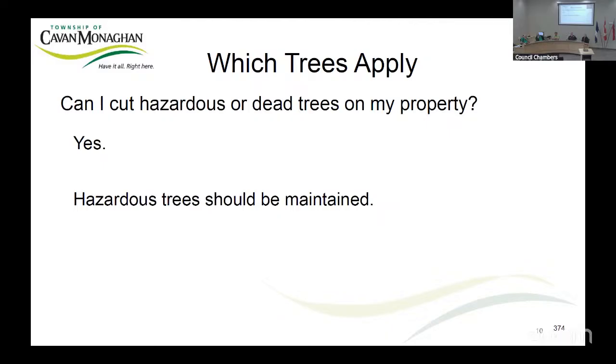Can I cut hazardous trees? People were asking, I still have a bunch of down trees from the ice storm. Can I cut those? Yes. Hazardous trees, please clean them up.